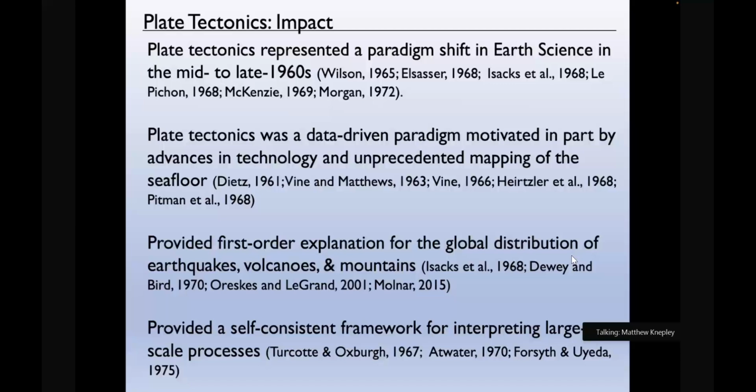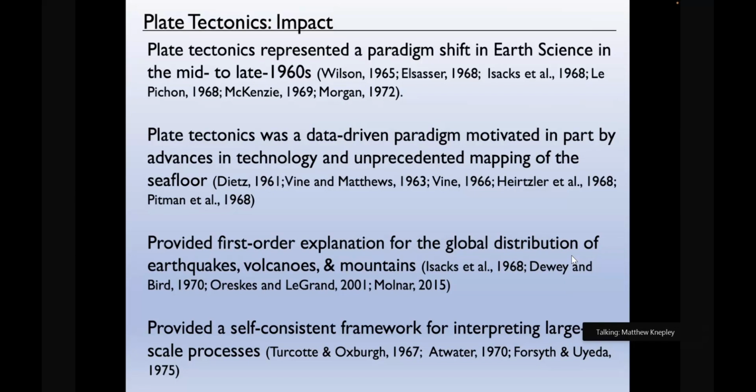So plate tectonics, in terms of impact, represented a fundamental paradigm shift in earth sciences in the mid to late 1960s. It was a data-driven paradigm, motivated in part by advances in technology and unprecedented mapping of the seafloor, primarily for military purposes after World War II.